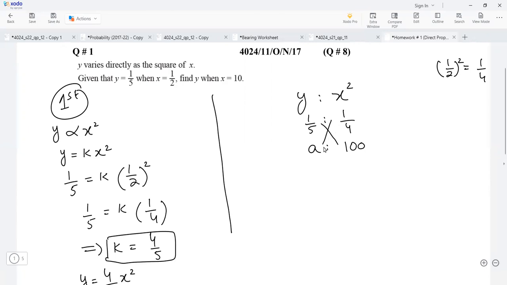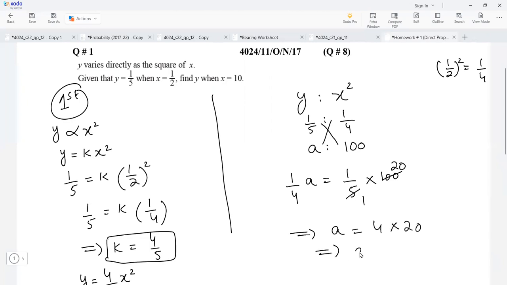Now, 1 by 4 will be multiplied with that a, equals to. We have to put the equals to sign and then cross multiply these two, meaning 1 by 5 times 100. Now you can simplify them: 1 times 5, 20 times 100. Now this 4 is divided and 1 times a will be a, equals to 4 times 20. 4 times 20 is 80.